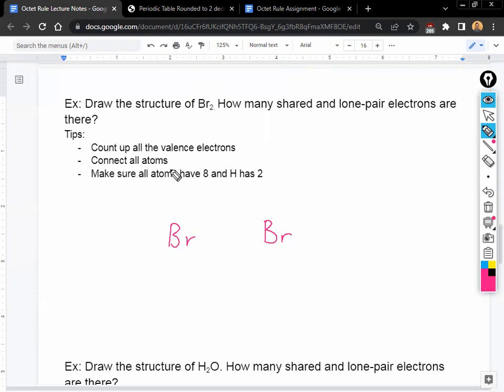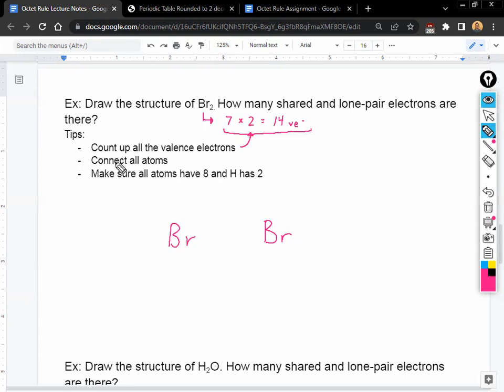Next, you're going to count up all the valence electrons. If you take a look at the periodic table, how many valence electrons does Br have? Yes, 7. And since there are 2 of them, we multiply by 2. So how many total electrons are we working with? Yeah, 14. Good. That's step 1: count up all the valence electrons. If this is a little confusing, bear with me, at least for the first problem. It'll make sense as we go through some more.